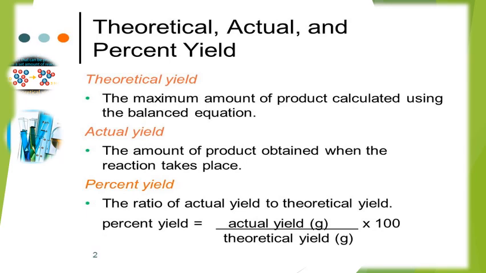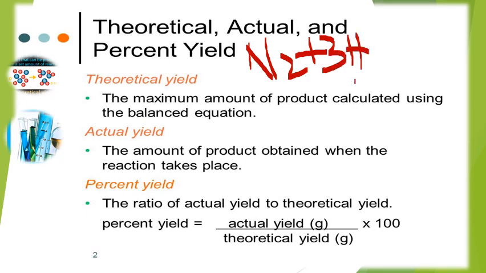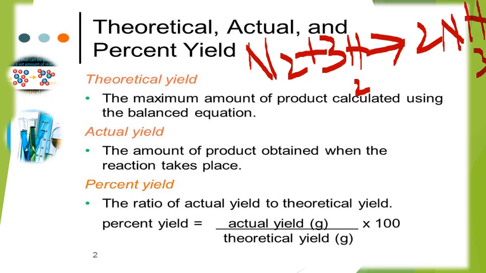Now students, before I go to the definitions of theoretical, actual and percentage yield, just take a look at this equation. Here I have N2 reacting with 3 moles of H2 to produce 2 moles of NH3. This is a balanced chemical equation. According to this equation, I thought that if I take 28 grams of nitrogen and react it with 6 grams of hydrogen, I will get 34 grams of ammonia. This is what I thought.